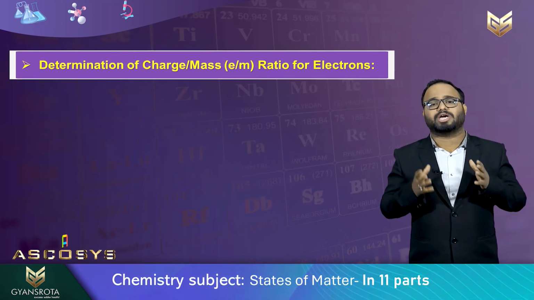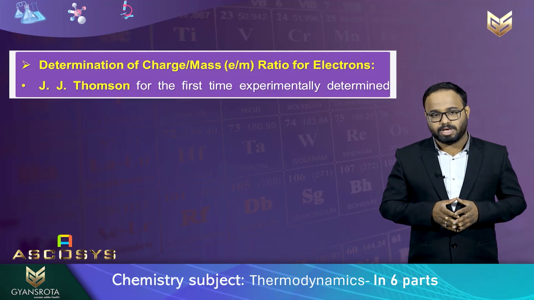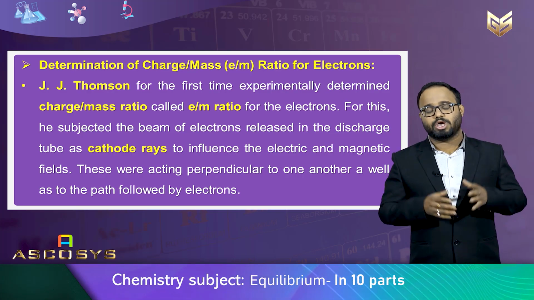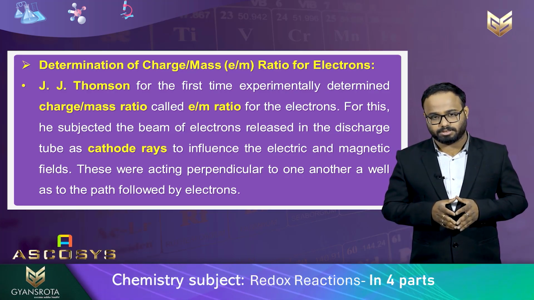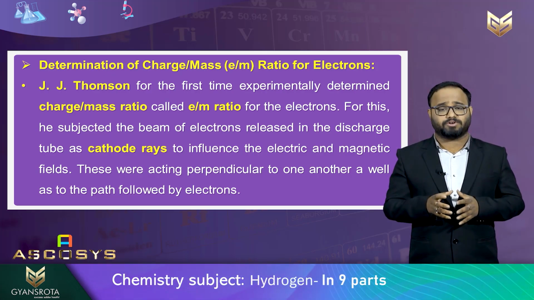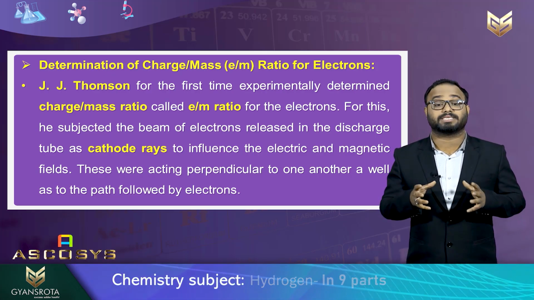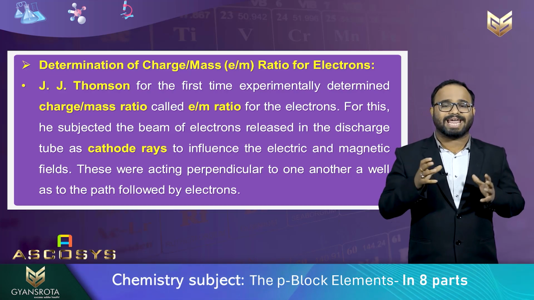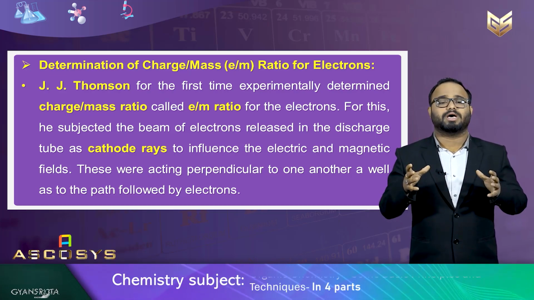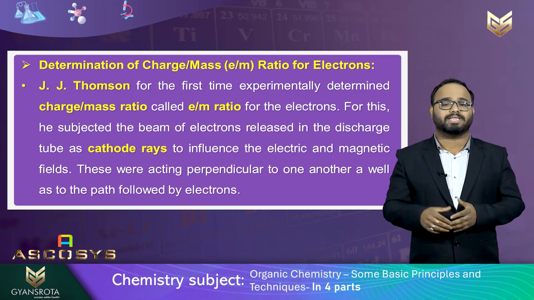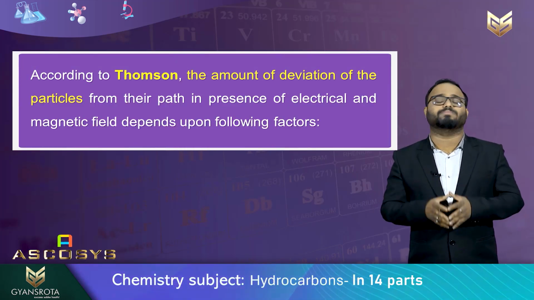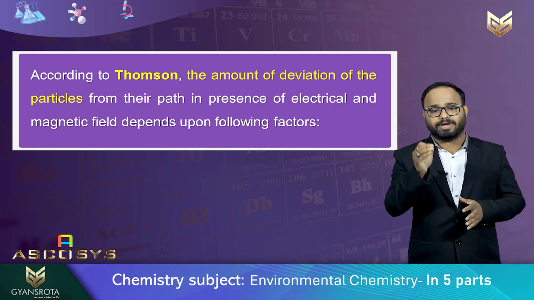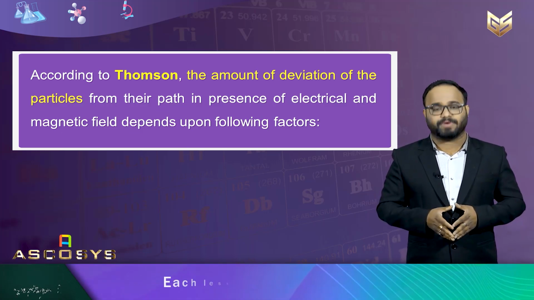Next is the determination of the charge to mass ratio of an electron. J.J. Thomson for the first time experimentally determined the charge to mass ratio, also called e/m, for electrons. For this, he subjected the beam of electrons released in the discharge tube as cathode rays to the influence of electric and magnetic fields. These were acting perpendicular to one another as well as to the path followed by the electrons. According to Thomson, the amount of deviation of the particles from their path in the presence of electric and magnetic fields depends on these factors.